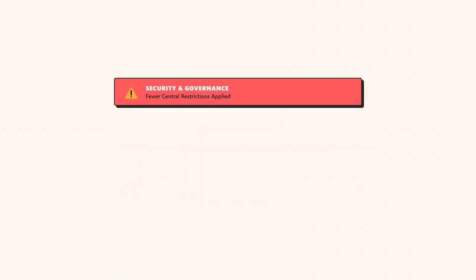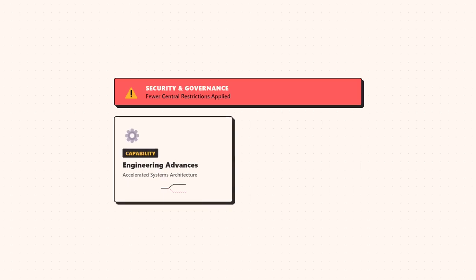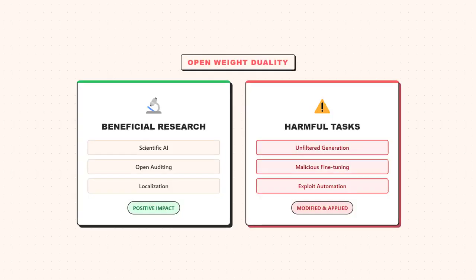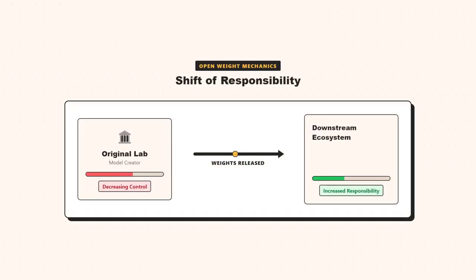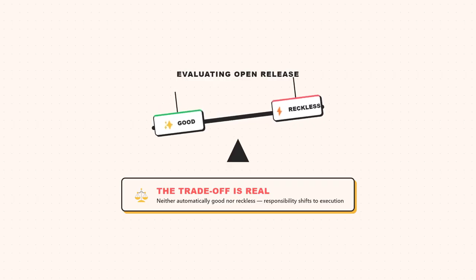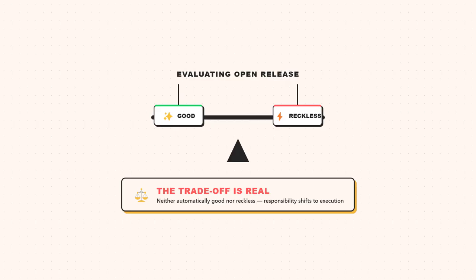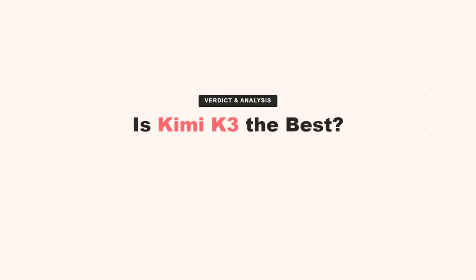It also creates real risks. A highly capable model with fewer central restrictions can support valuable engineering and scientific research. But it can also be modified or applied to harmful tasks. Open weights move more responsibility away from the original laboratory and towards the people hosting, adapting, and using the model. That doesn't make the release automatically good, and it doesn't make it automatically reckless. It means the trade-off is real.